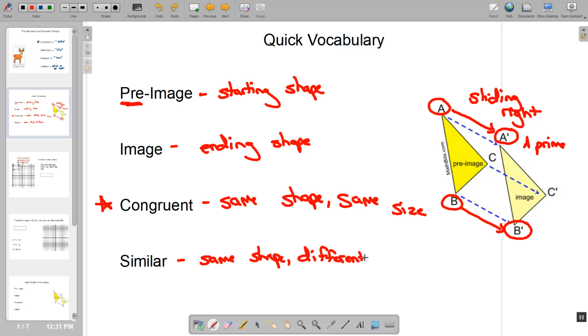The only one of the transformations that will be a different shape is actually a dilation, which should be the last video. So there's our vocabulary. If you bring this vocabulary up to me, you can get 5 SPs.